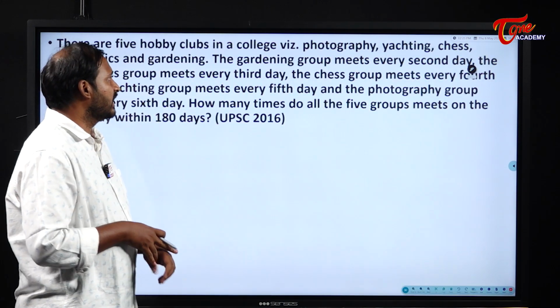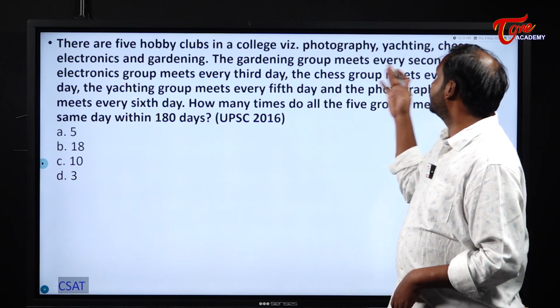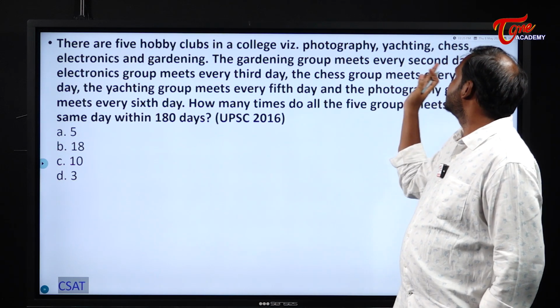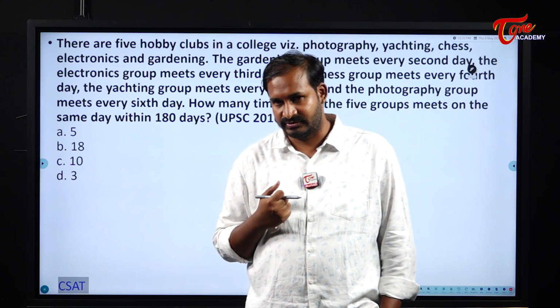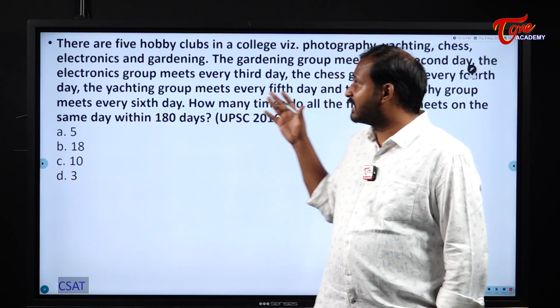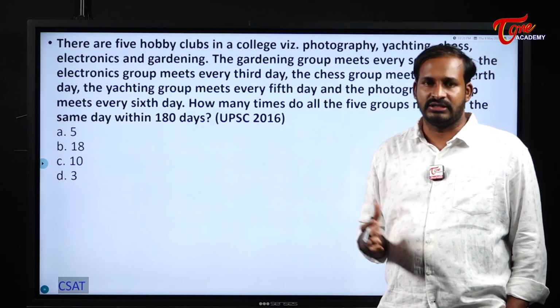There are 5 hobby clubs in a college. They are photography, yachting, chess, electronics and gardening. The gardening group meets every second day. We discussed a similar one while discussing the LCM and HCF concept, students. All these concepts, you may feel that these are arranging or something like that, but it is related to some other concepts.